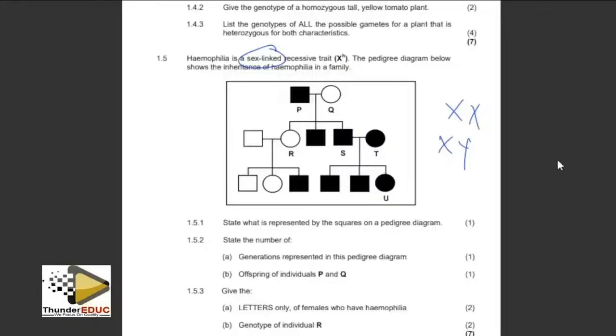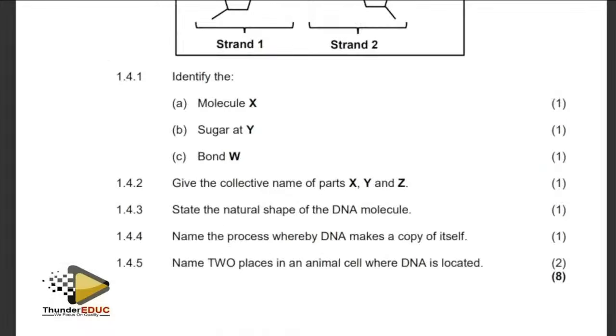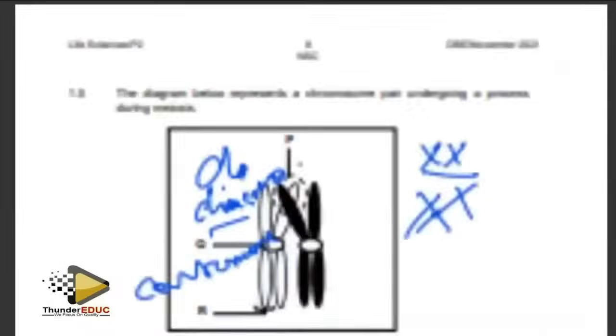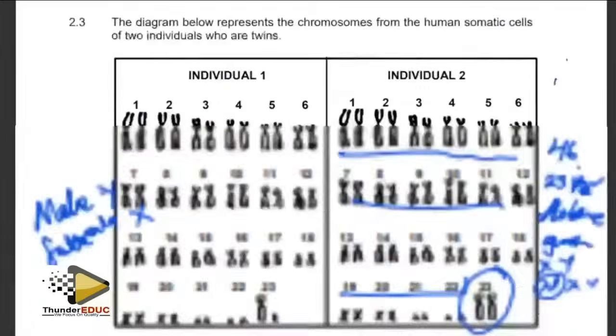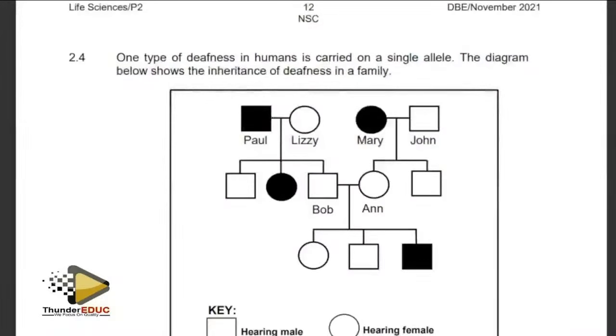So here it is mentioned sex-linked. Or sometimes they don't say sex-linked. They say that for hemophilia, the gene is carried on the X chromosome. Still, that is sex-linked. If it is not mentioned, please don't even bother. Don't even waste your time. Let me show you here.